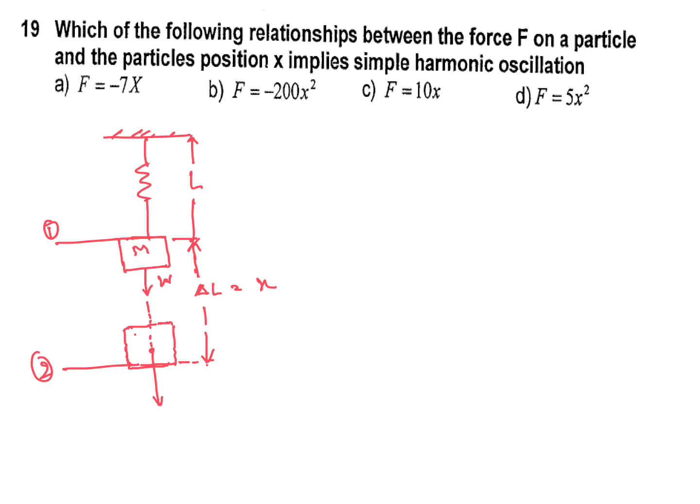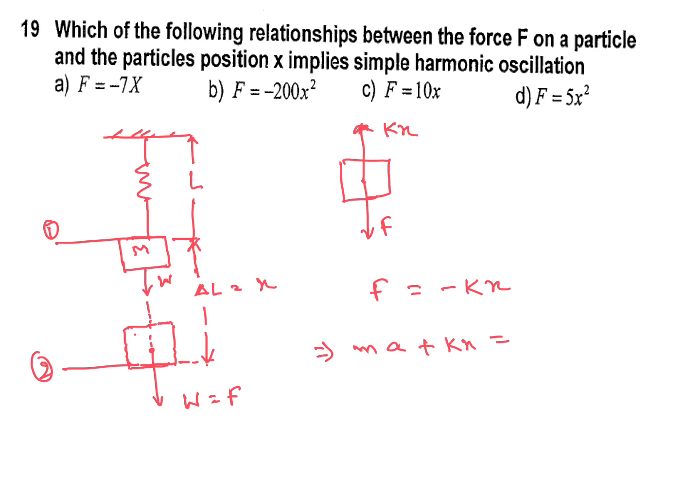W is force or weight. W we can write as force F. So at 2, the equilibrium equation: one side force F and one side spring force K into x. So we can write F equals minus Kx, direction is opposite, so minus. So m into acceleration plus Kx equals 0. This is the simple harmonic equation.